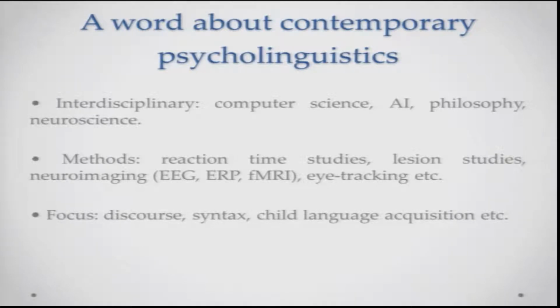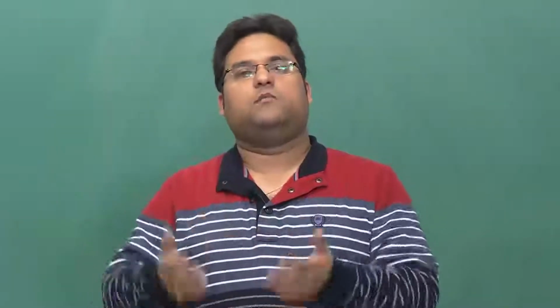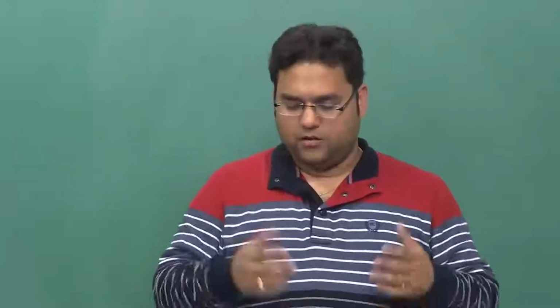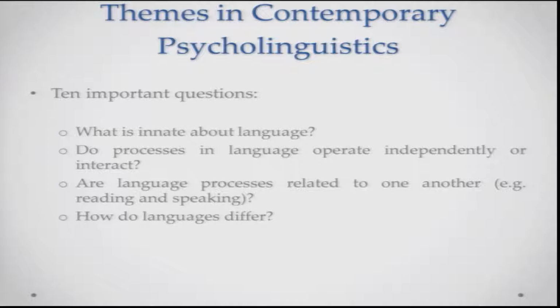A lot of research in psychology of language uses eye tracking. Where are people looking when they are hearing something, or where are people looking when they are saying something? The focus is, however, on things like child language acquisition, syntax, how do people realize that this is a syntactically correct word, or how do people realize that this is a syntactically incorrect word, discourse level analysis, when are people able to read larger text, how are they making sense of it, and so on and so forth. So these are some of the concerns that contemporary psycholinguistics is looking at.